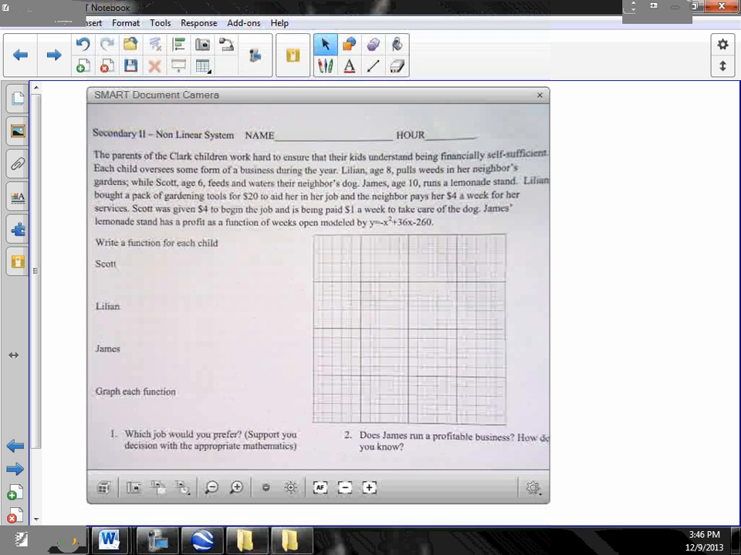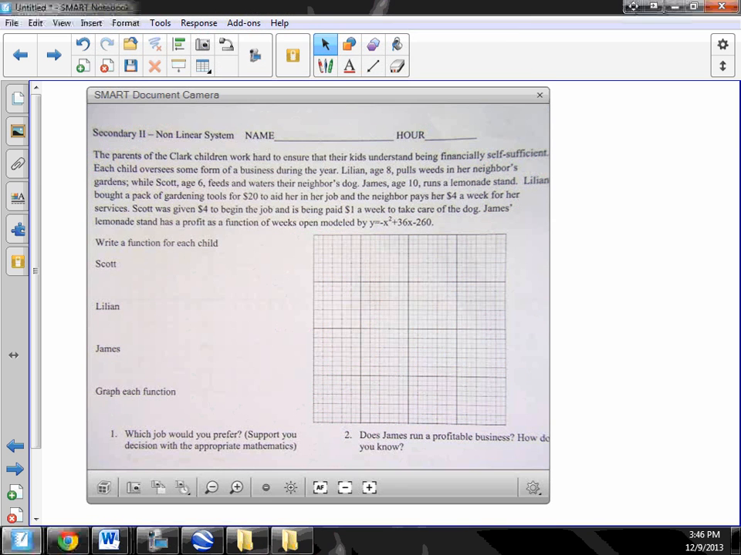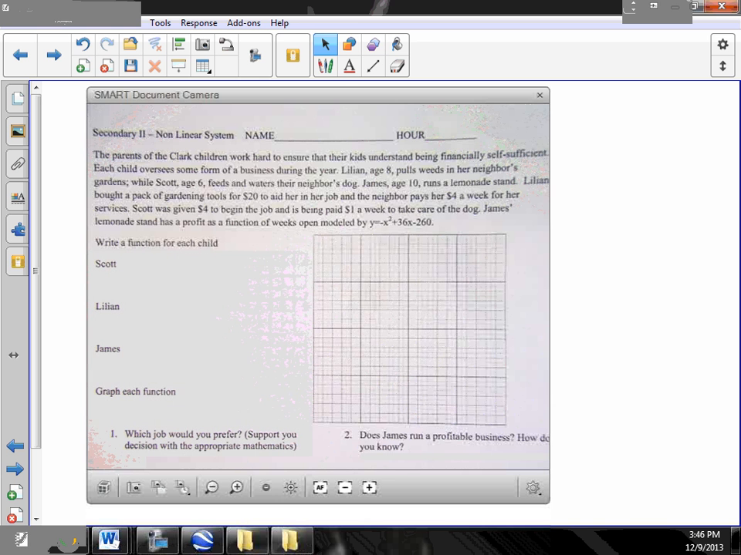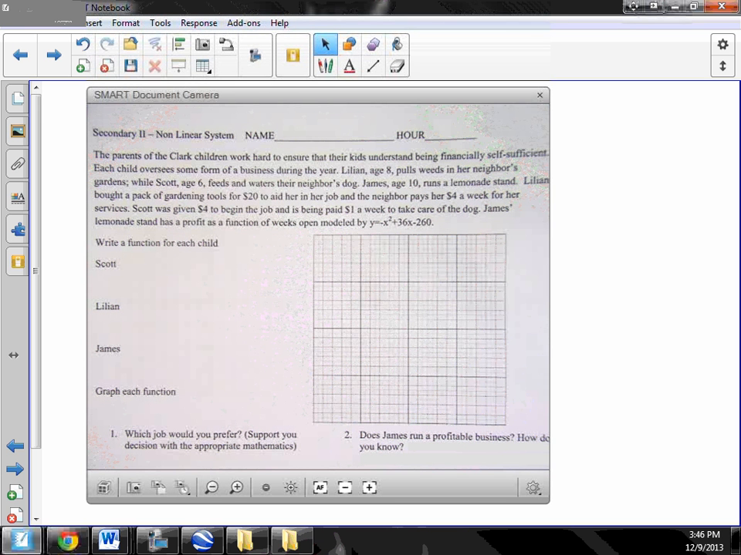Lillian bought a pack of gardening tools for $20 to aid her in her job, and her neighbor pays her $4 a week for her services. Scott was given $4 to begin the job and is being paid $1 a week to take care of the dog. James's lemonade stand has a profit as a function of weeks open, modeled by negative x squared plus 36x minus 260. So we need a chart for each one of these.